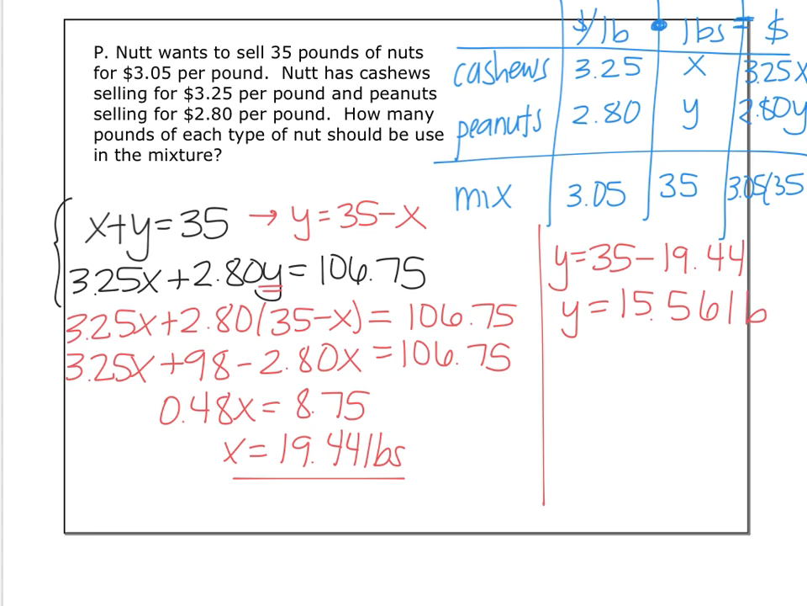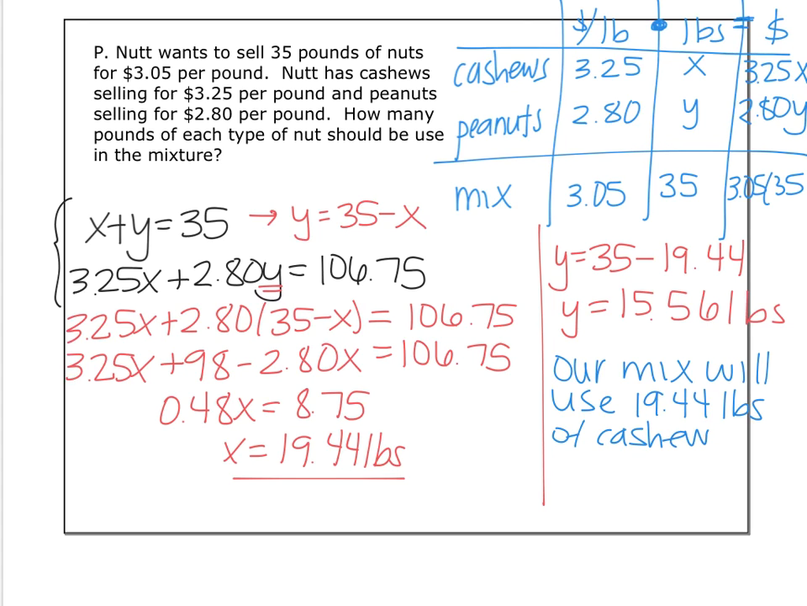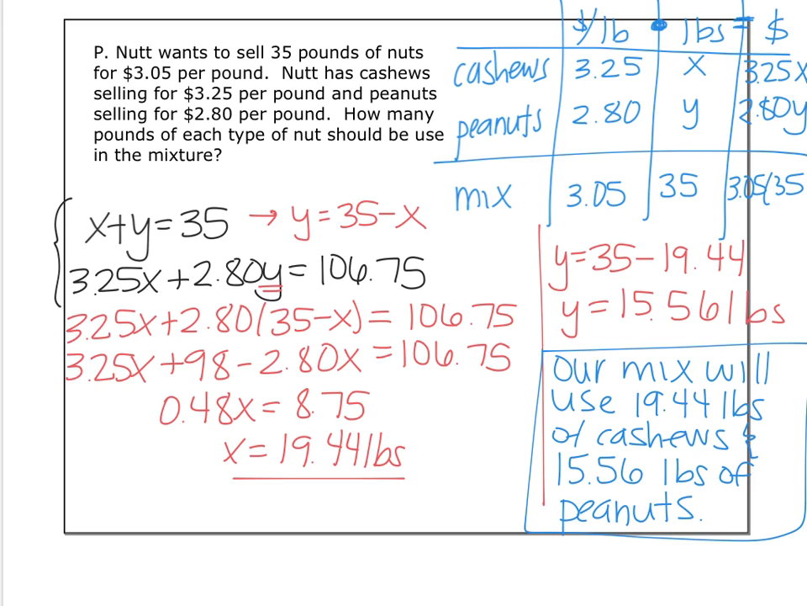So now what we can do is we can answer our question and say our mix will use 19.44 pounds of what? Well, x was pounds of cashews, and 15.56 pounds of, well, what was y? Pounds of peanuts. That's what we want.